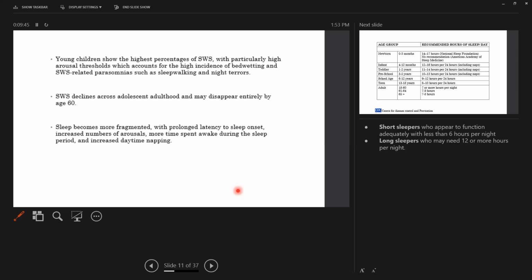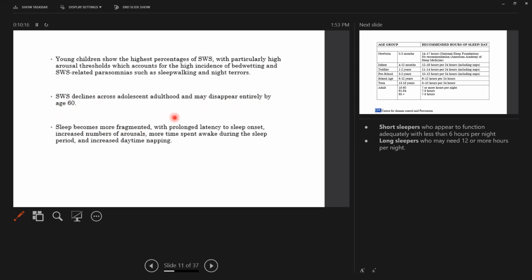Now, young children show the highest proportion of slow wave sleep, and hence most of the bedwetting and various parasomnias which are associated with deep sleep are seen, like sleepwalking, somnambulism, and night terrors. They are seen in young children because they have the highest proportion of slow wave sleep, and these disorders, parasomnias, are usually seen in slow wave sleep. Slow wave sleep declines across adolescence, and it disappears entirely by around age 60.